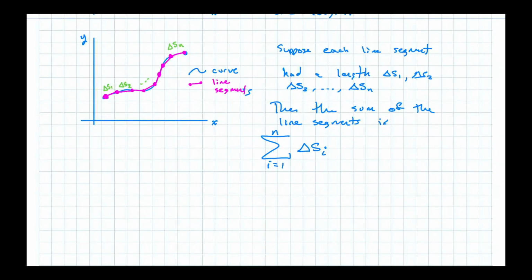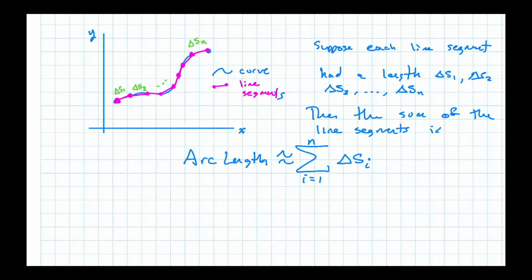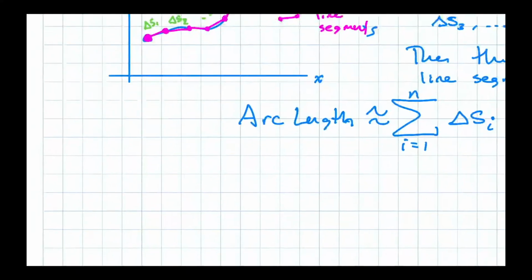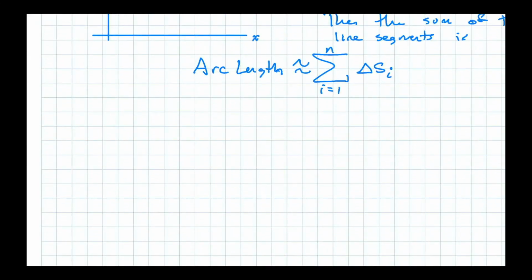But we could. The arc length is not this. It is approximately this, because the pink and the blue lines are different lines, and we're adding up the pink right now. That's okay. So we have the arc length is approximately this. But here's the thing: if each line segment can be written in terms of x and y, we can do something with that.